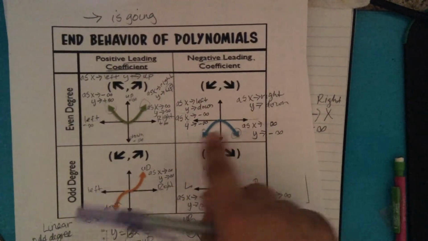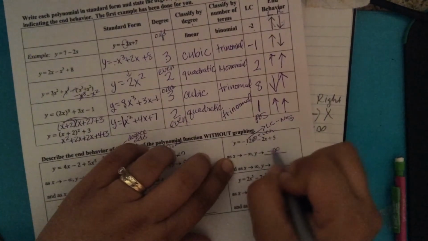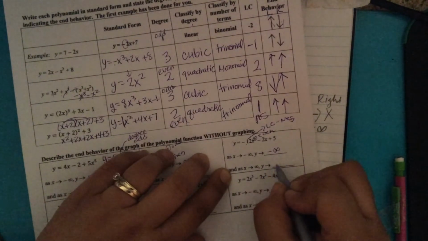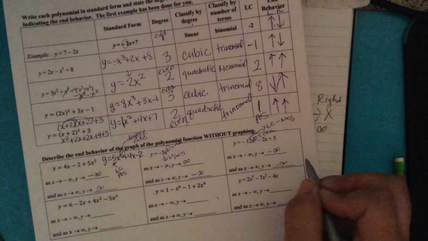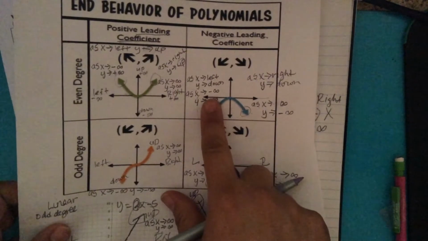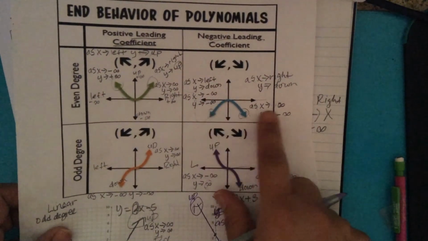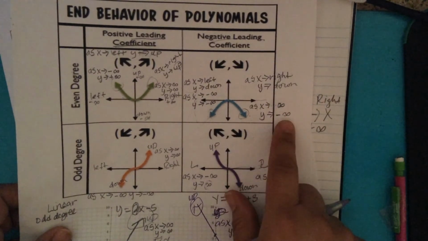So both sides are going down to negative infinity. So as x is going to negative infinity, y is going to negative infinity. As x is going to positive infinity, y is going to negative infinity. So all we have to do is copy the information. As x is going to negative infinity, y is going to negative infinity. As x is going to positive infinity, y is going to negative infinity.